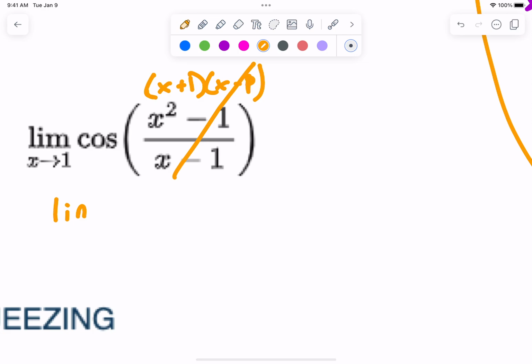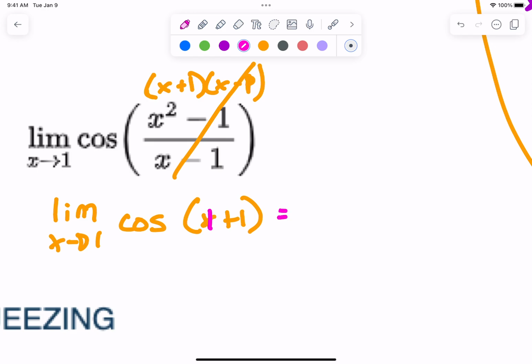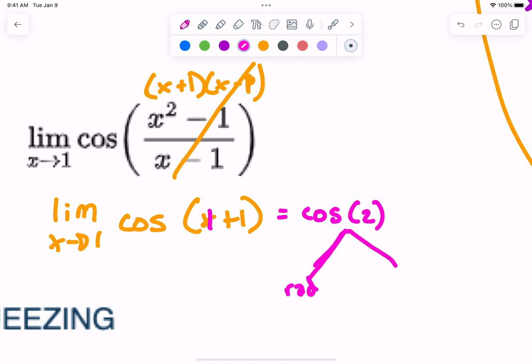Now I'm going to evaluate the limit as x goes to 1 of cosine of x plus 1. Now can I plug 1 in? Sure. What's that going to be? Cosine of 2, whatever cosine of 2 is. Cosine of 2 can have two different values if you type it into your calculator. It depends on if you are in radians, which is in units of pi, or in degrees.